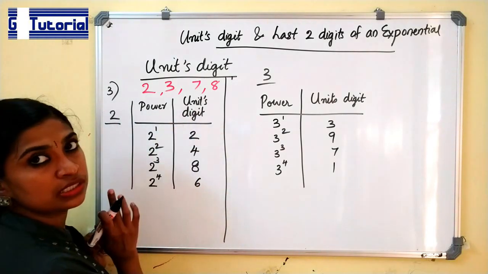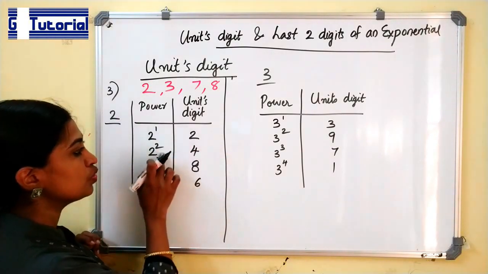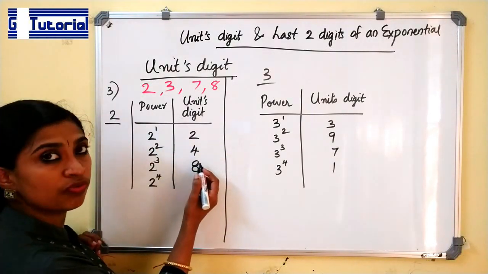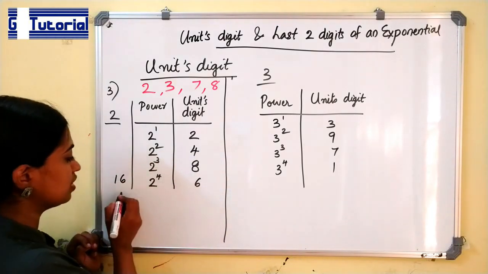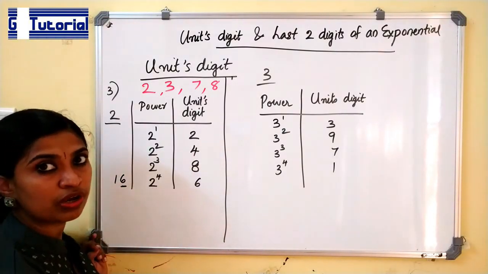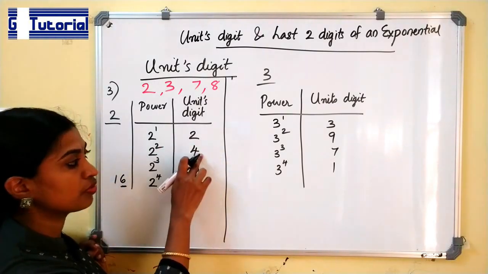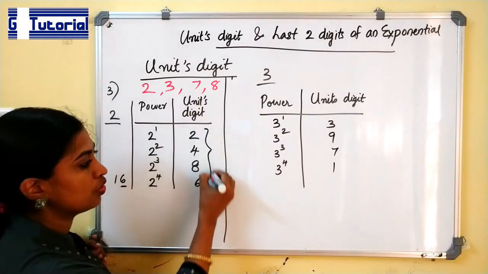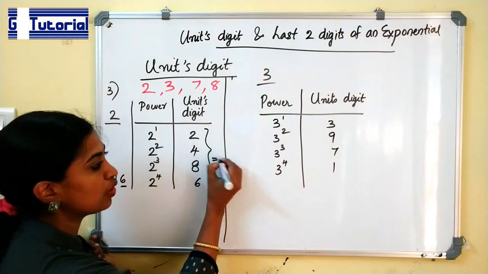Power and units digit. What is 2 raised to 1? 2 raised to 1 is 2. 2 square is 4. The ending digit is 4. 2 cube is 8. 2 raised to 4 is 16, so the units digit is 6. Next is 2 raised to 5. 2 raised to 5 is 32, ending with 2. 2 raised to 6 is 64. So, after 4, the cycle repeats. So, the cyclicity is equal to 4.